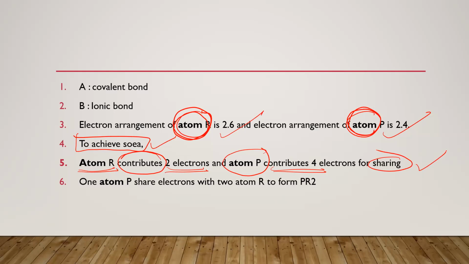And then the last part, where most of the students forget to write this. They forget to say that 1 atom P is actually sharing its electrons with 2 atom Rs, and they form PR2. Many students forget to write this. I want to see a show of hands, or maybe you can say it out loud, whether you wrote this in your answer just now. How many of you actually wrote this last sentence down?